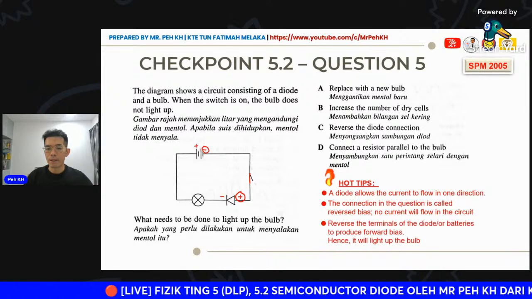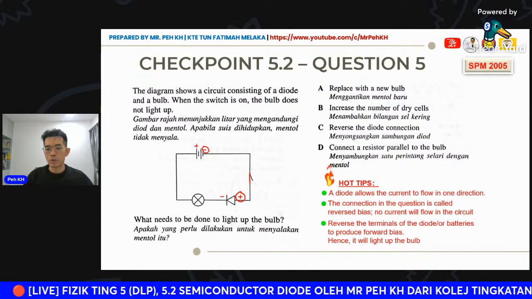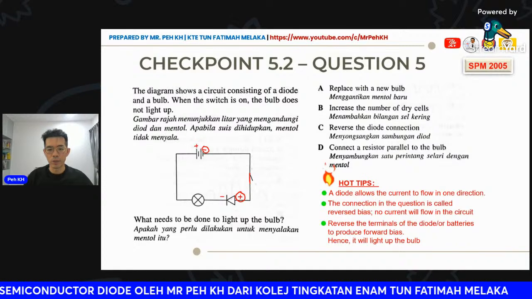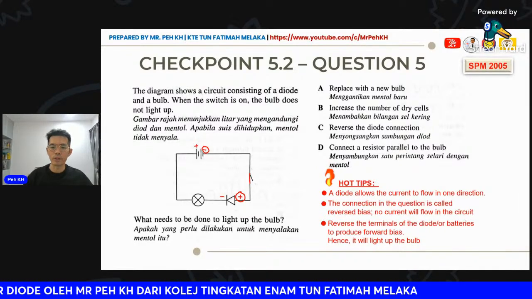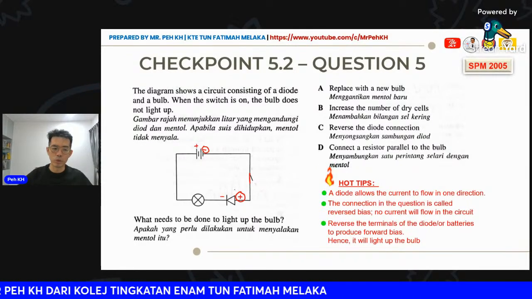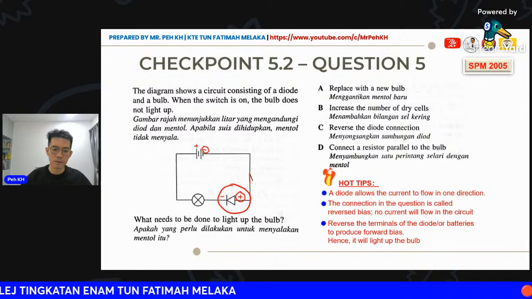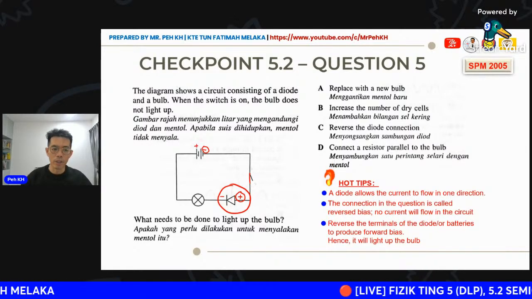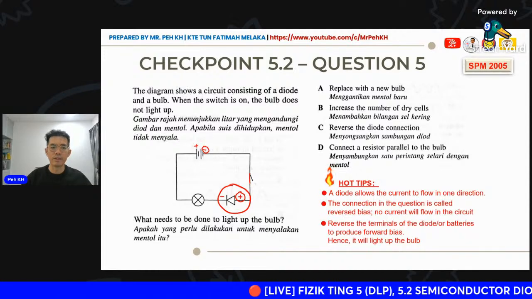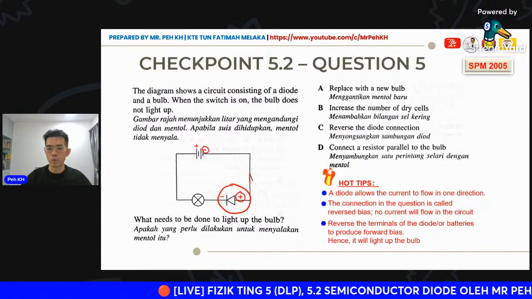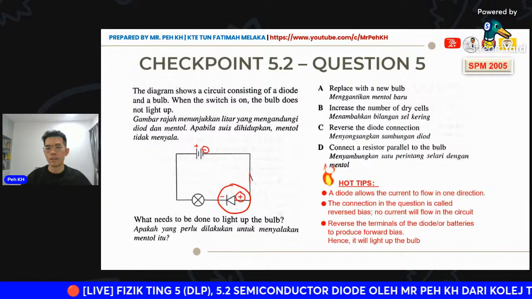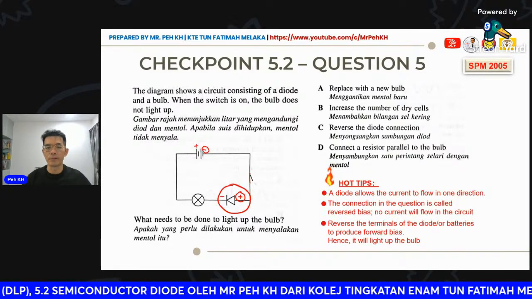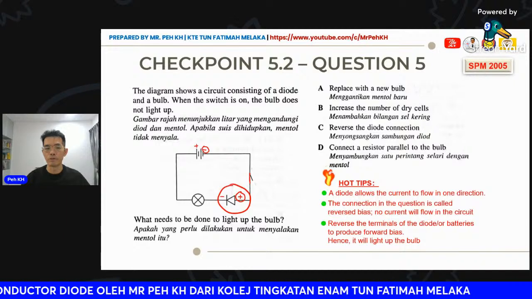Okay, then to change the connection to become forward bias, we have two ways to do it. First, we change the position of the diode, or we can change the terminals of the battery. So either of these actions can change the connection to become forward bias and the current will flow through.